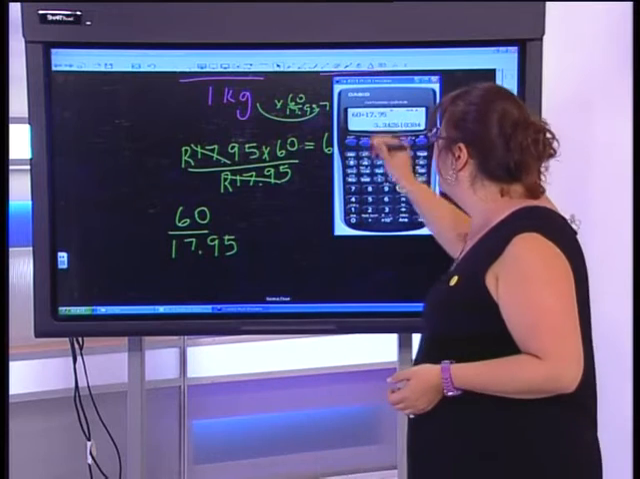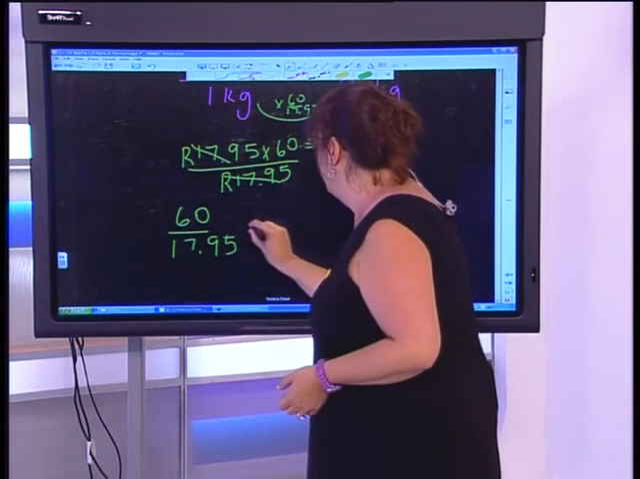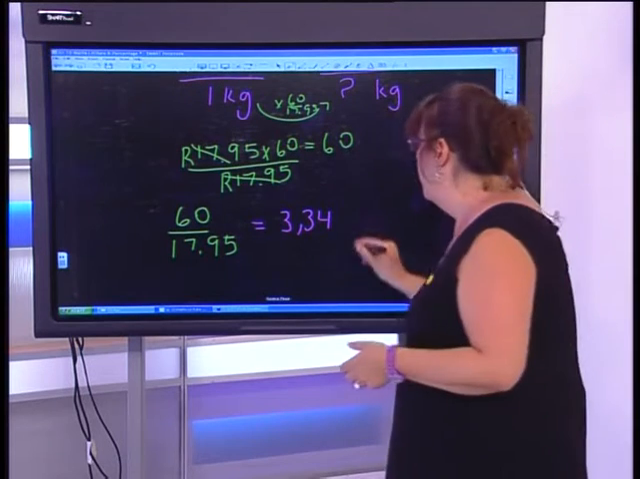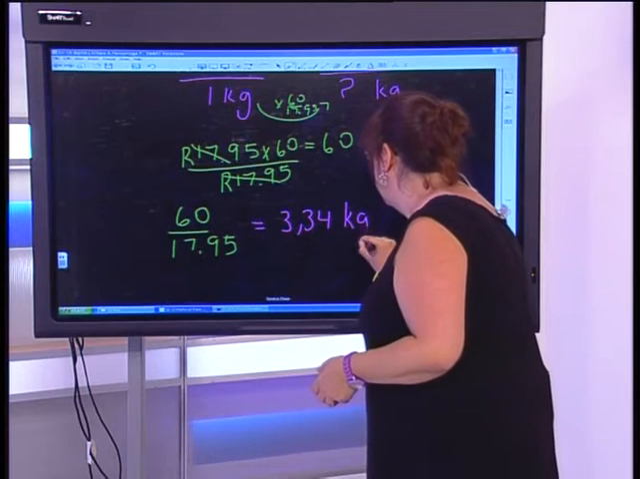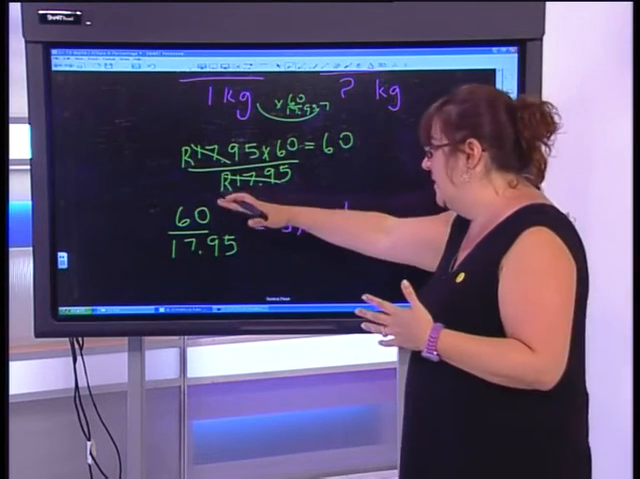So I want to talk about this rounding in a second. 3,34. I'm going to come back to that rounding. So 3,34. And what was that? 3,34 kilograms. And that is how much Mrs. Lamini can buy with her 60 Rand.